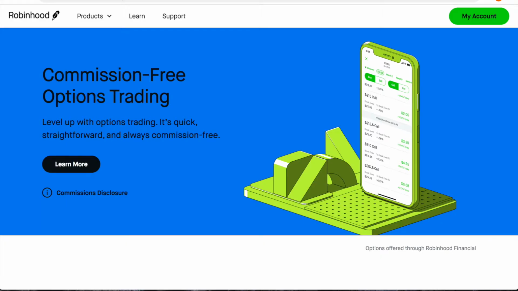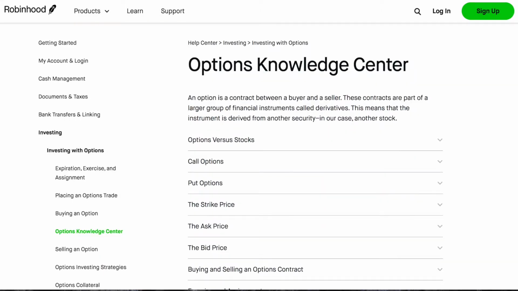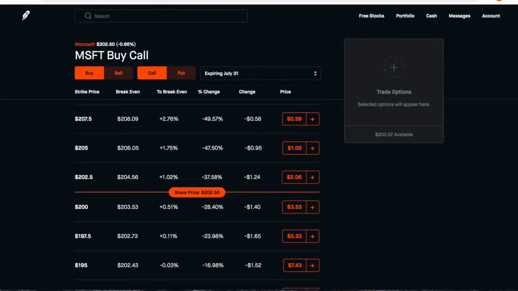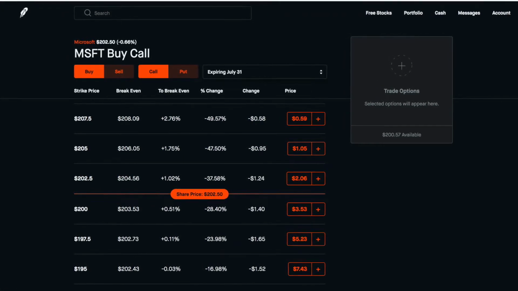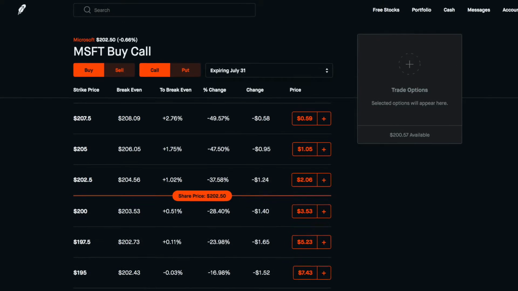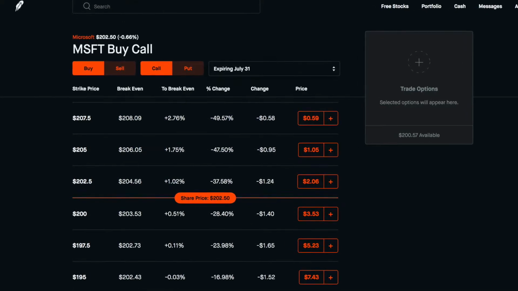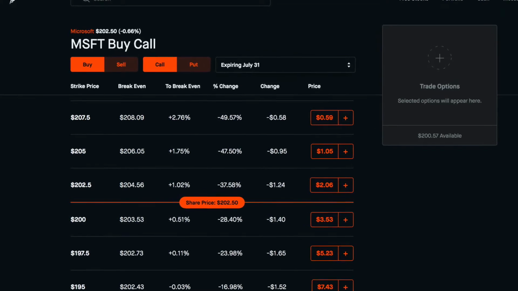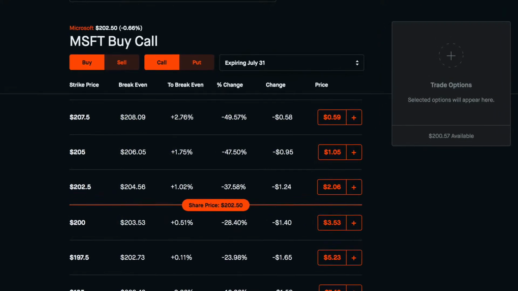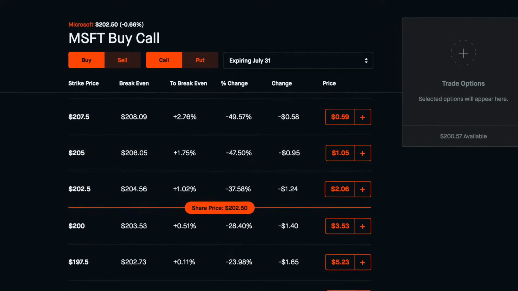When I first started trading options, I did a bunch of research and thought I was prepared and ready to begin options trading. Then, when I opened up the Trading Options tab on Robinhood, I was still pretty confused and still had a hard time understanding what was displayed in front of me. Upon opening this tab on Robinhood.com or mobile, you will see the share price, strike price, break-even price, percent change, and premium or the price.